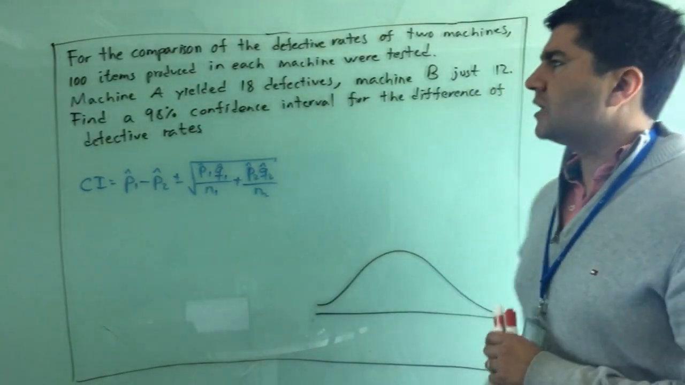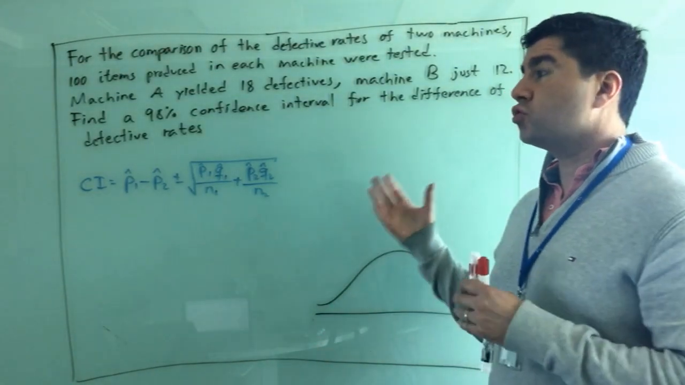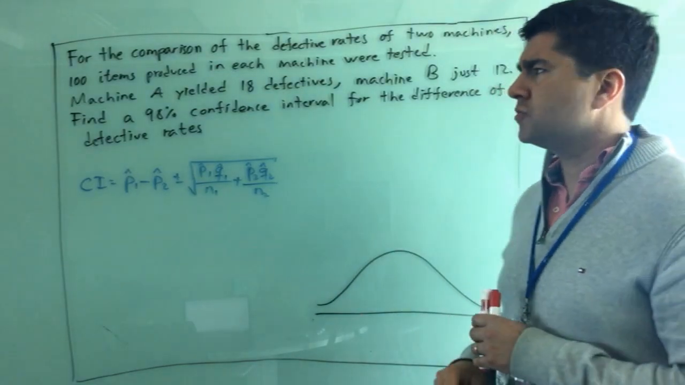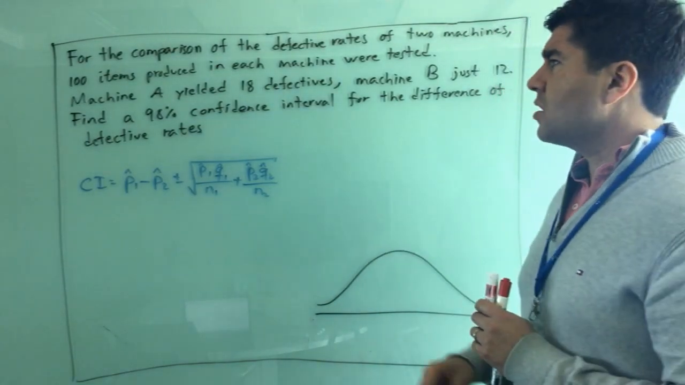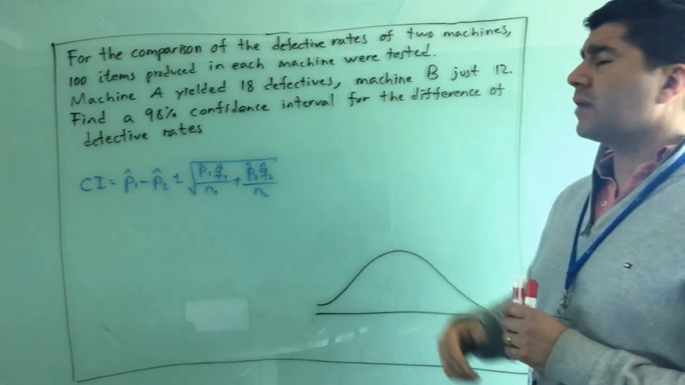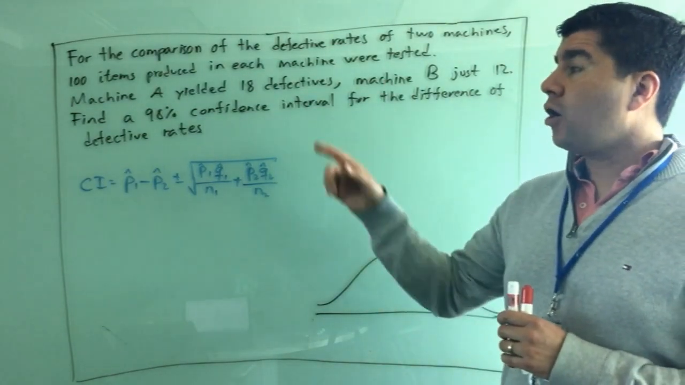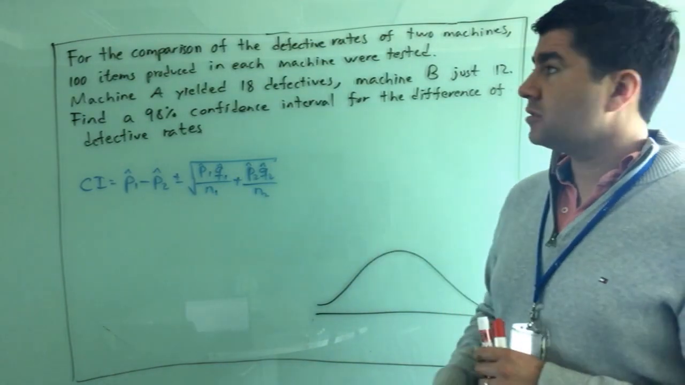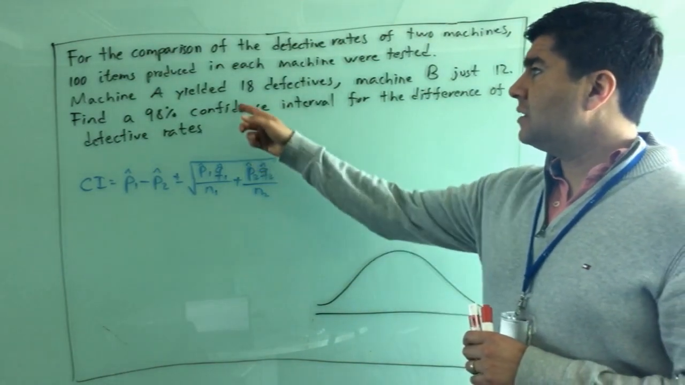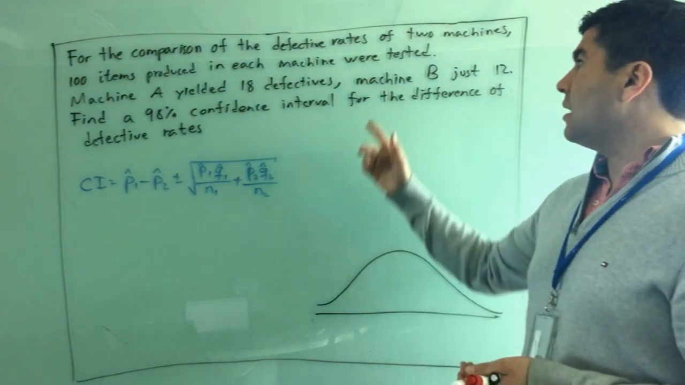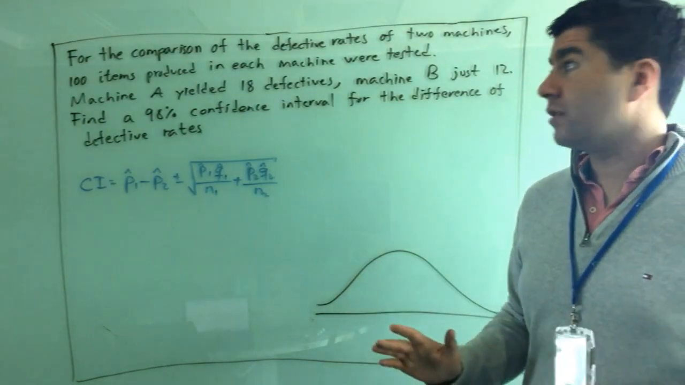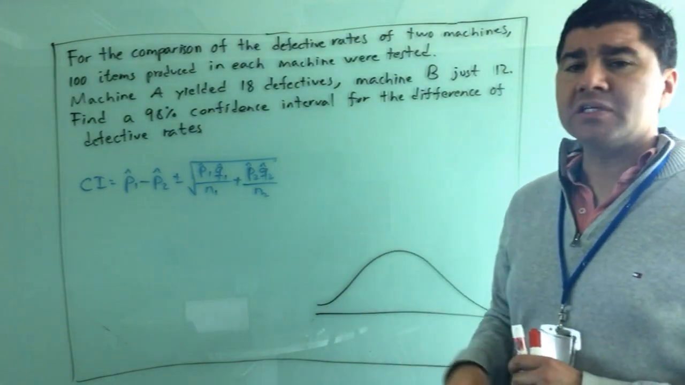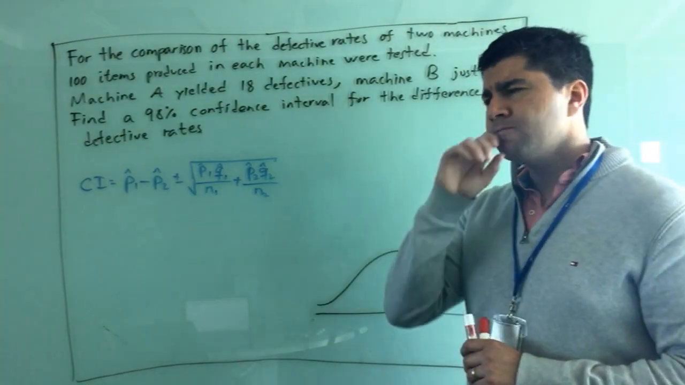In this exercise, we are going to analyze how to solve a confidence interval for a difference of proportions. The text says, for the comparison of the defective rates of two machines, 100 items produced in each machine were tested. Machine A yielded 18 defectives, machine B just 12. Find a 98% confidence interval for the difference of defective rates.